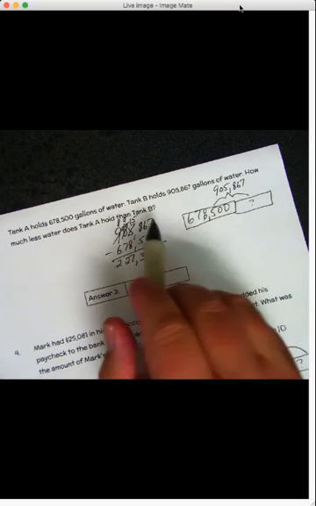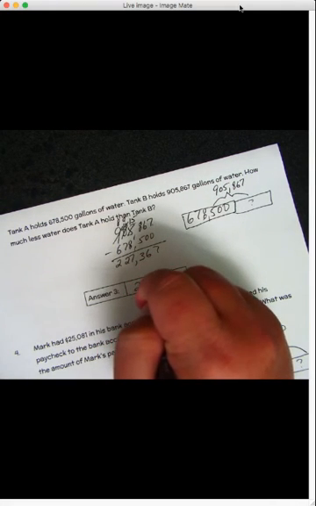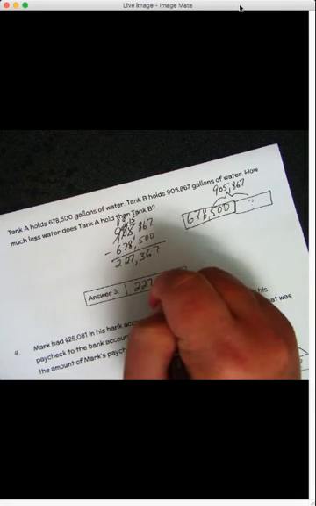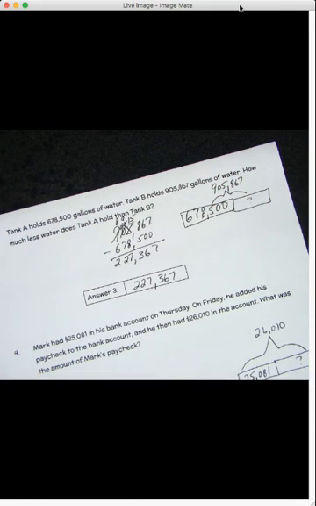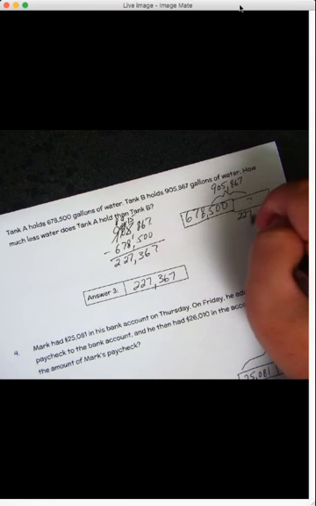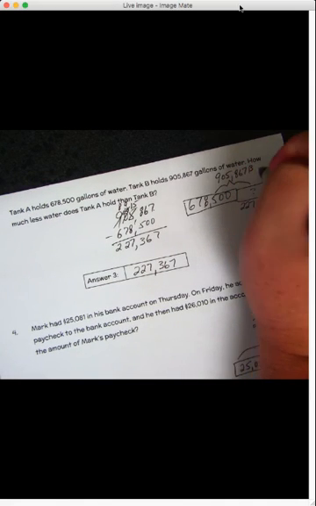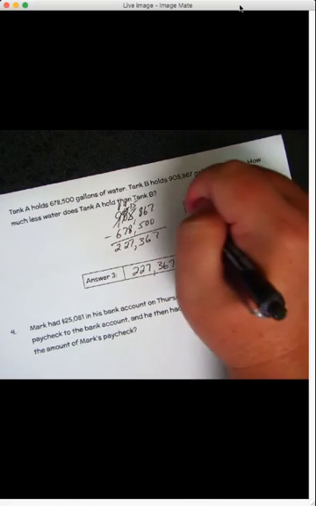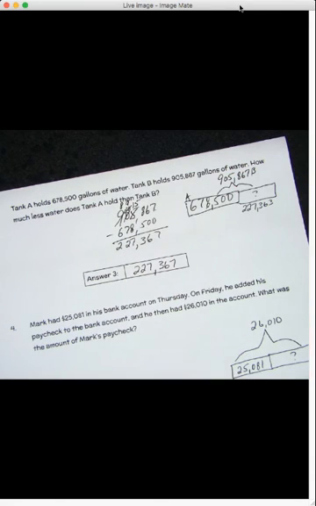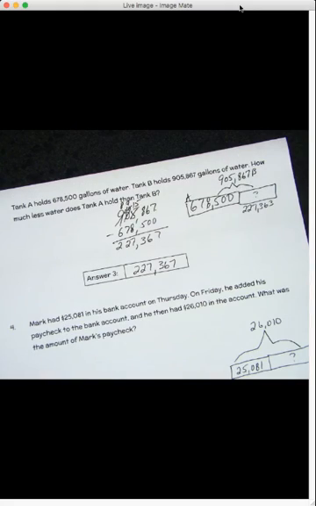So tank A holds 227,367 gallons less than tank B. This was the missing number up here, the missing piece of the puzzle. The tank B held that much. Tank A held that much. And this is how much less tank A held than tank B.